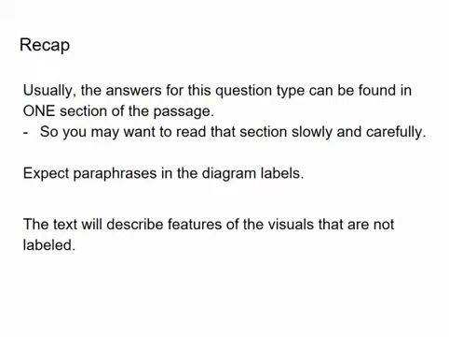And the last thing, the text will describe features of the visuals that are not labeled, okay? So expect that. That's something you get when you read through the passage carefully. You'll hopefully get a visual image from the reading that you can apply to the visual information that you have in the diagram to really make sense of it all and understand what you're looking at, okay? But like we saw earlier in the lesson, expect that some things will be described in the passage but not labeled in the diagrams.